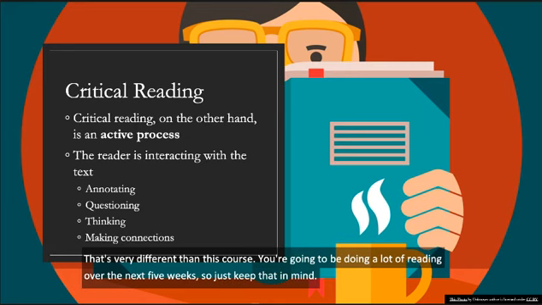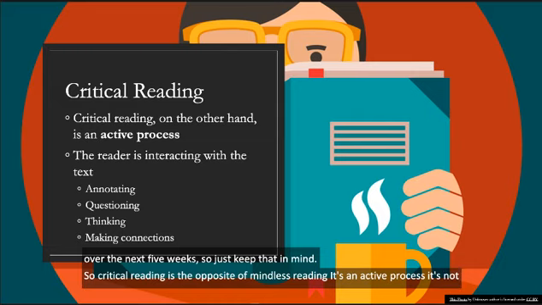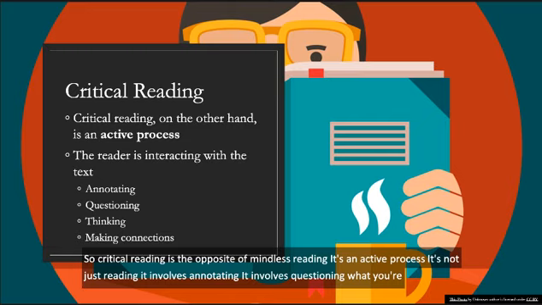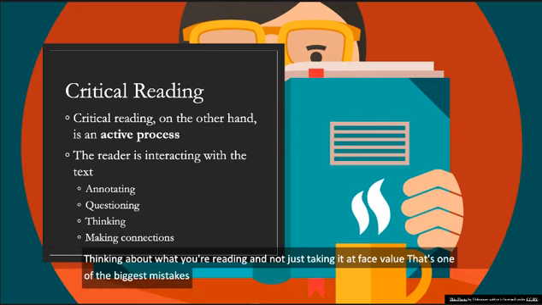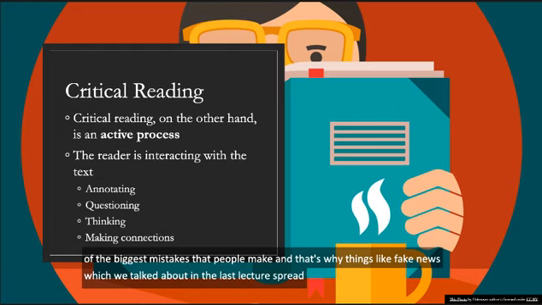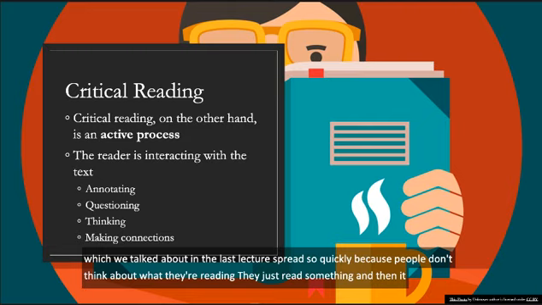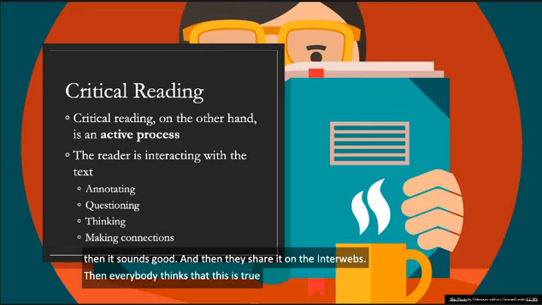So critical reading is the opposite of mindless reading. It's an active process. It's not just reading. It involves annotating. It involves questioning what you're reading, thinking about what you're reading, and not just taking it at face value. That's one of the biggest mistakes that people make, and that's why things like fake news, which we talked about in the last lecture, spread so quickly, because people don't think about what they're reading. They just read something, and then it sounds good, and then they share it on the internet, and then everybody thinks that this is true.